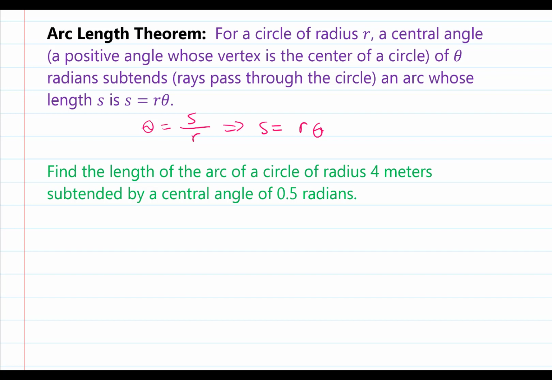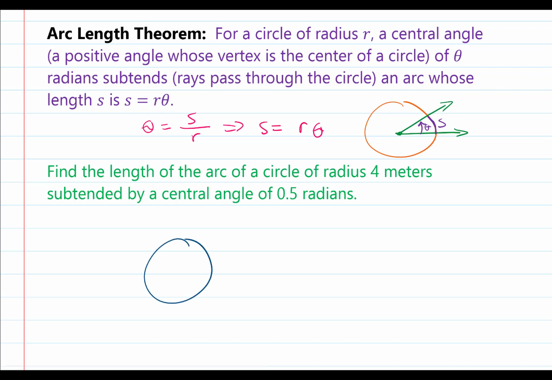And again, a diagram would be a circle with a central angle that subtends, or passes through, the circle. We can then calculate this distance along the arc by taking r, which is the radius, times theta, which is the angle, and theta needs to be in terms of radians, not degrees. So for our problem here, we have: find the length of the arc of a circle of radius 4 meters subtended by a central angle of 0.5 radians.